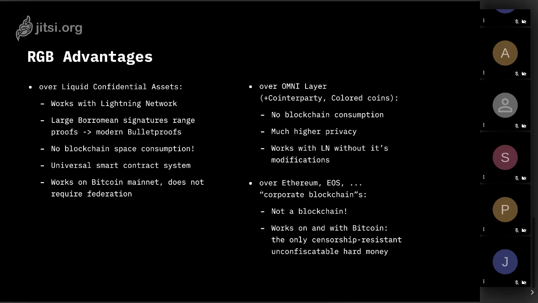Compared to Ethereum, EOS, and others, Turing complete smart contract systems or even corporate blockchains, first of all, RGB is not a blockchain, and that's a very important advantage. It works on and only with Bitcoin, the only censorship-resistant, unconfiscatable hard money. So I think that renders basically Ethereum and other systems quite useless. Now coming back to the actual topic, the technology behind RGB, I would like to start with an architecture overview.